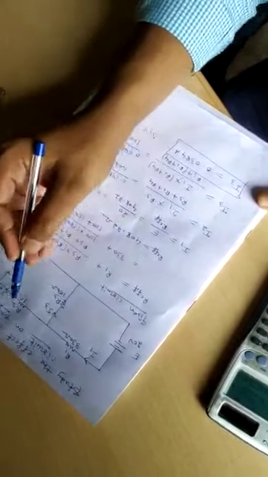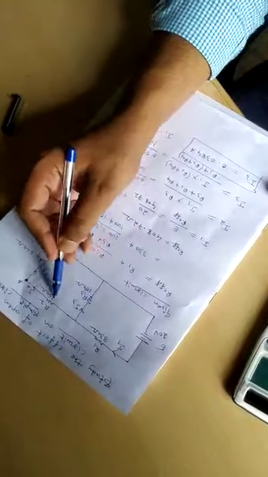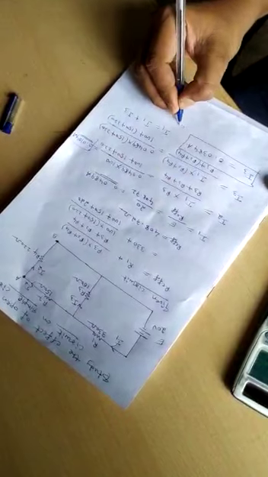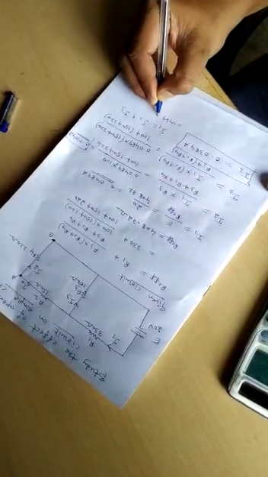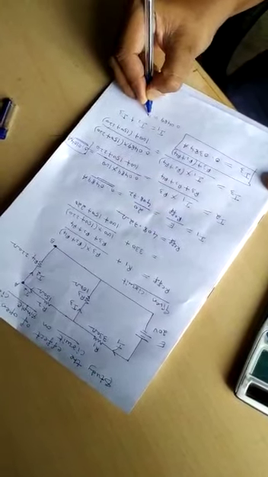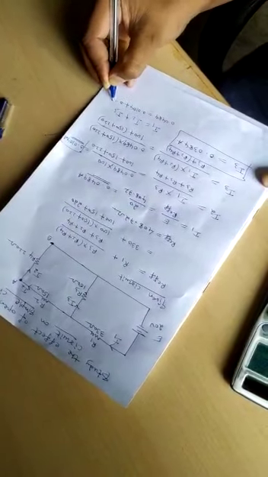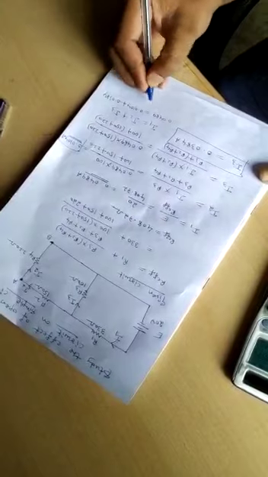So for verification, add I2 and I3. If adding these two currents, I2 and I3, you should get the supply current. So we get 0.0489 equal to I2, 0.0104, plus 0.0384. Both are equal.